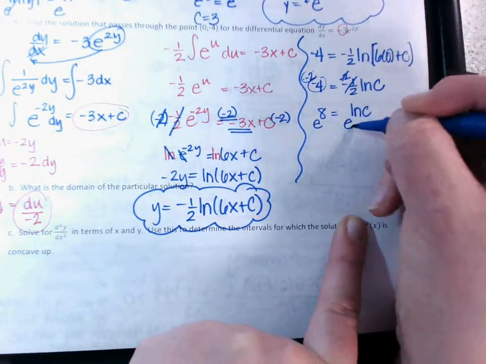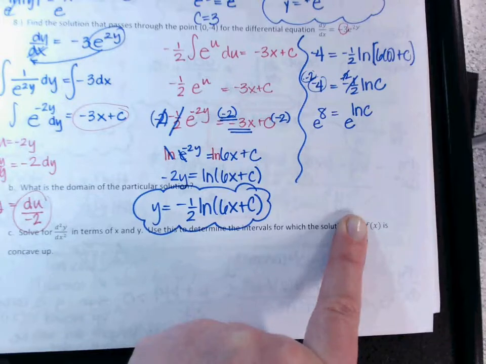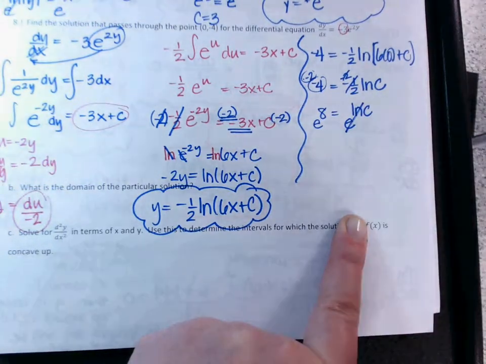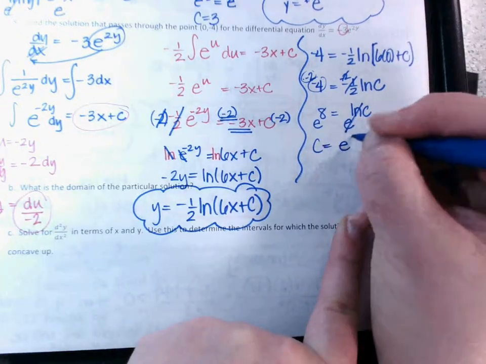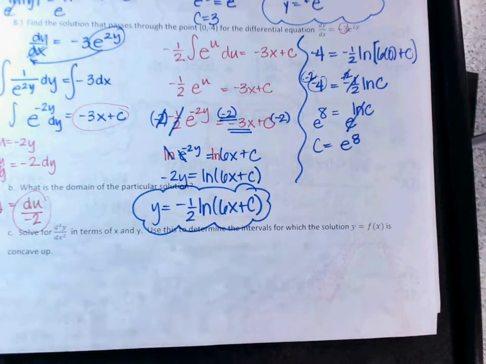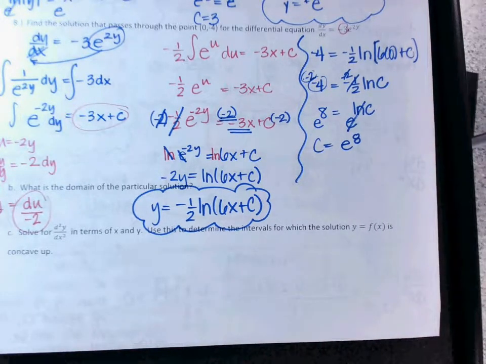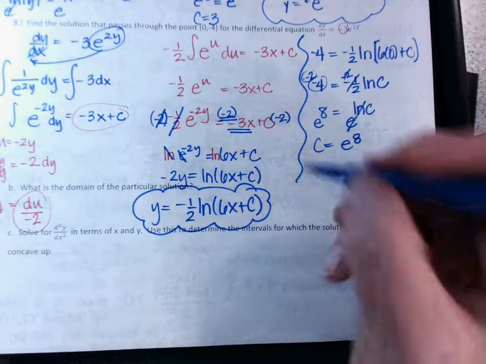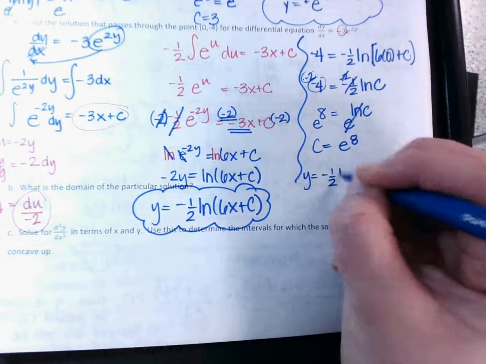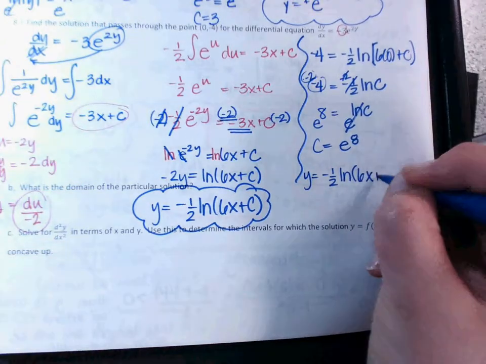E it. And then e and ln do what to each other? Cross out. C is e to the 8. So we e it just to cancel it out, so to get c. Because c was inside ln, so you had to cancel out the ln to get the c by itself. Okay, so then your particular solution would be y equals -1/2 ln 6x plus e to the 8.